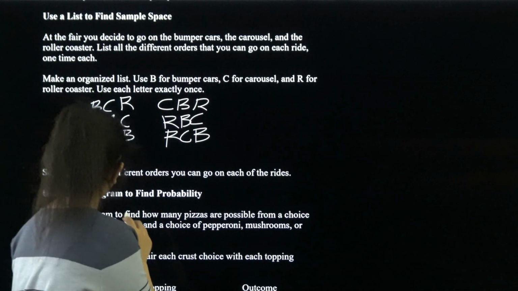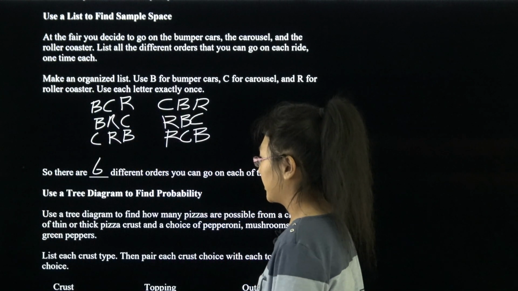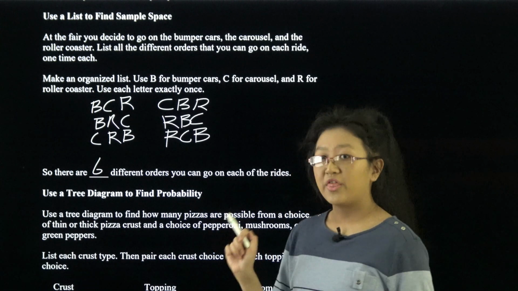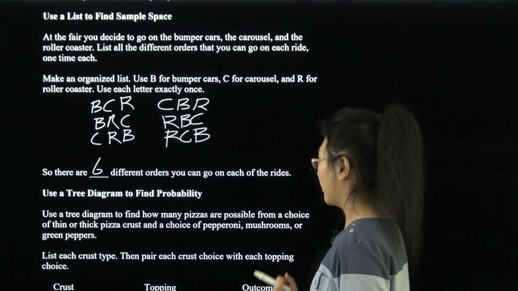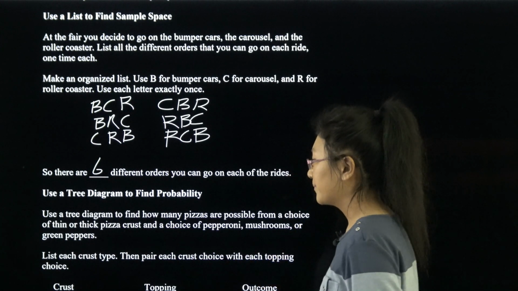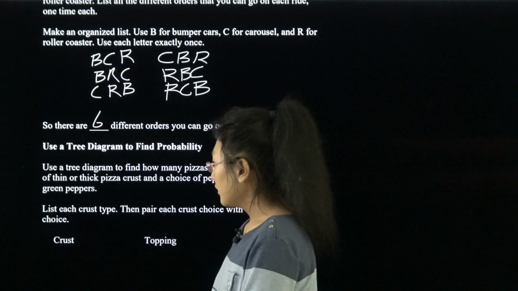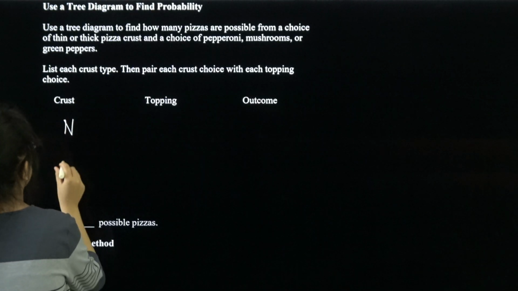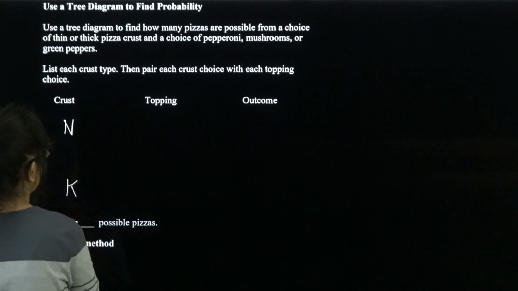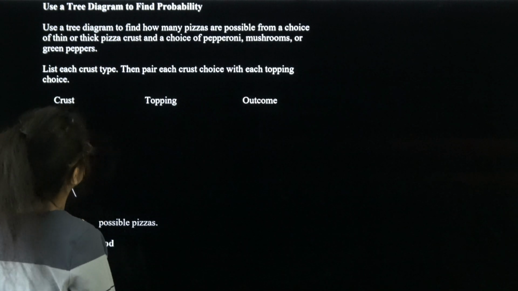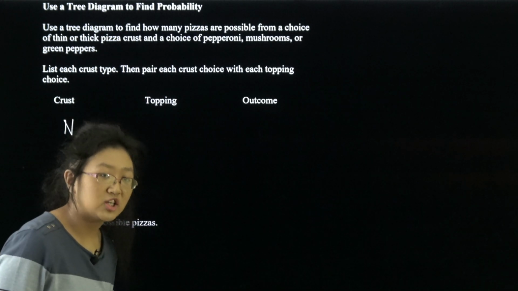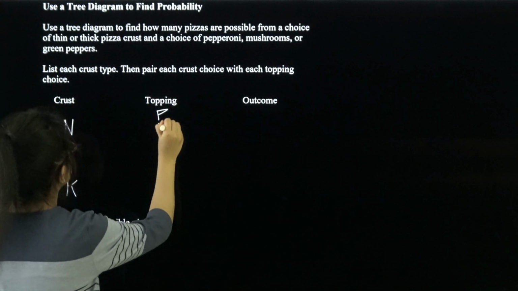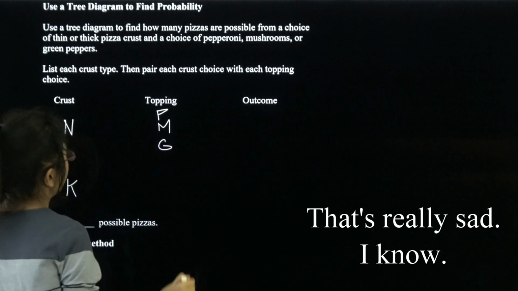We can also use a tree diagram to find probability. Use a tree diagram to find how many pizzas are possible from a choice of thin or thick pizza and a choice of pepperoni, mushrooms, or green peppers. So first, we start with crust. We're going to use N for thin and K for thick, okay? Because they both start with T. Actually, they both start with THI. And a choice of pepperoni, we're going to use P for that, mushroom, or green peppers. We can only pick one of these.